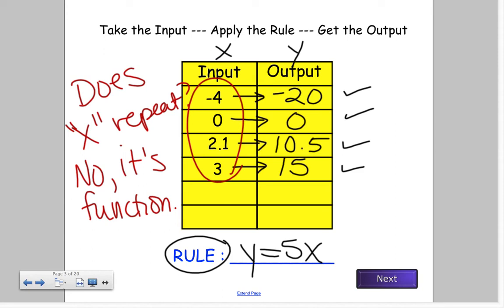So does x repeat? Just go to the x input column. Does it repeat? Does this repeat on this page? Negative 4, 0, 2.13. Nope. So if you would, write function on that slide. Okay, that is a function. Let's go to the next one.